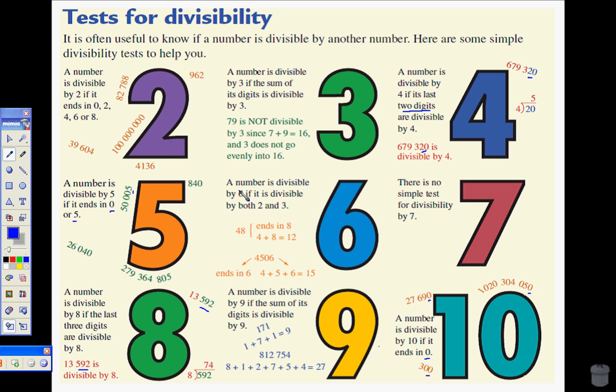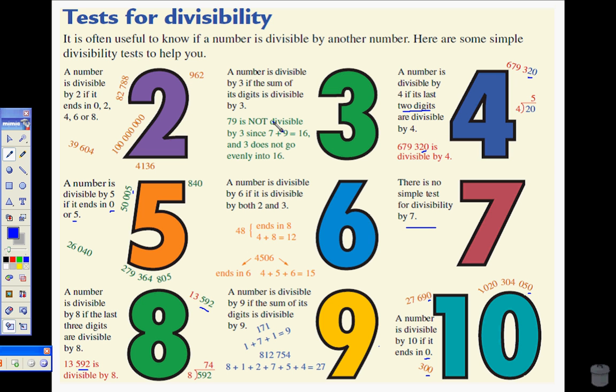So we'll mention 7 at this point, firstly because there's not really a simple test for divisibility by 7. If you really want to know a divisibility test for 7, I can give you one, but really, it's not simple. You've got to do a lot of playing around with it. So we don't really go into a divisibility test for 7 as such.